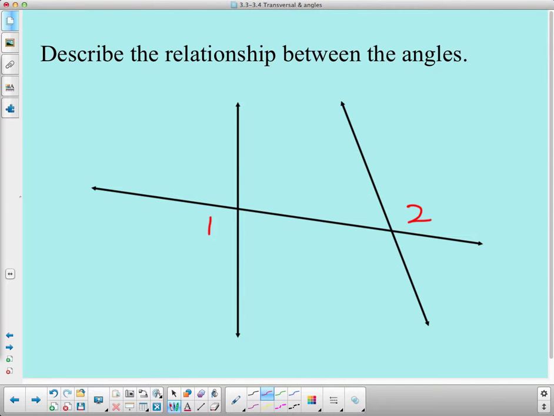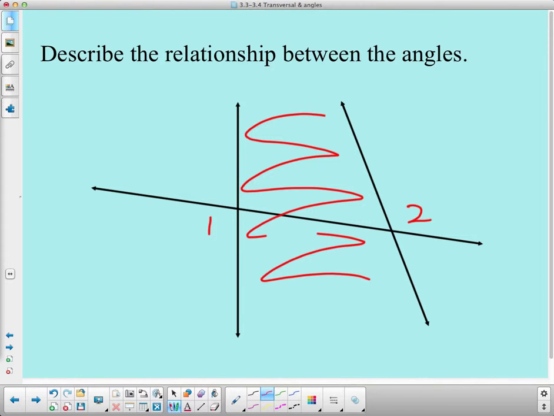They are a pair. Tristan? Not corresponding angles. Should be alternate exterior, because here's the pair of lines. This is between the pair of lines. They're not between the pair of lines, so they are exterior. And then the transversal is this one, and they're on different sides, one above, one below. So it was alternate exterior angles.